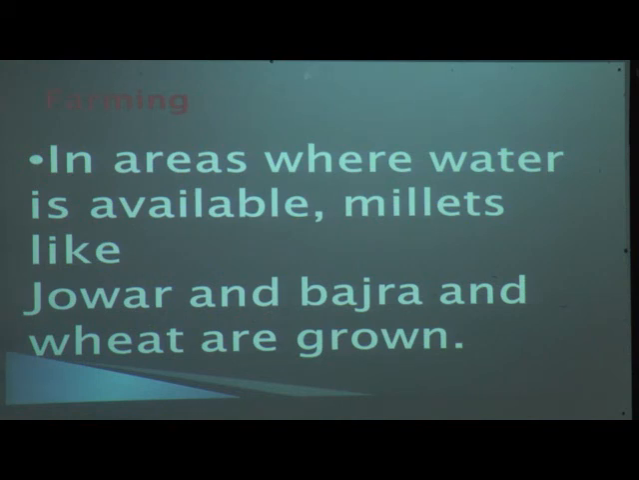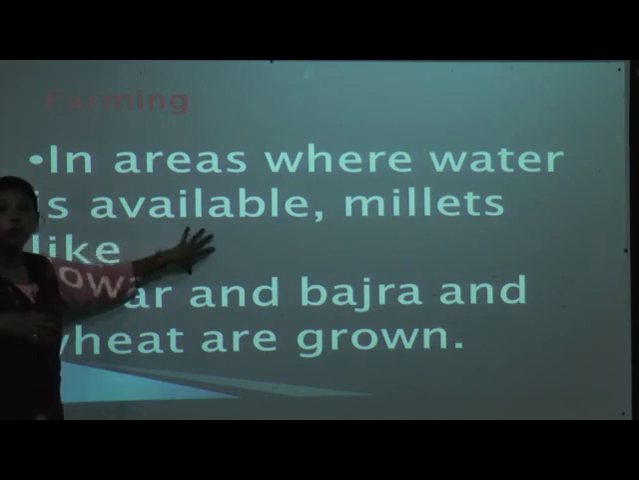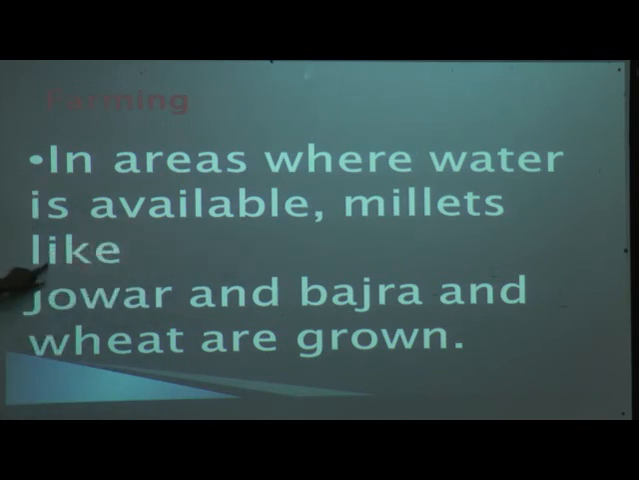Now come to the point of farming. How can they do farming here? In areas where water is available, what type of crops are being grown? Yes, I told you all, I am going to cover this point. See this, they are able to grow millets like jowar and bajra, and wheat. Where water is available, in those areas, jowar, bajra and wheat can be grown.